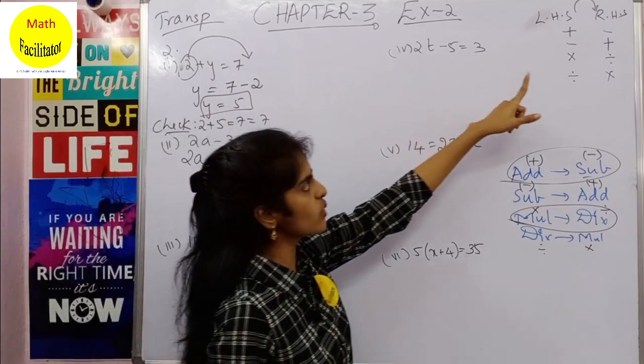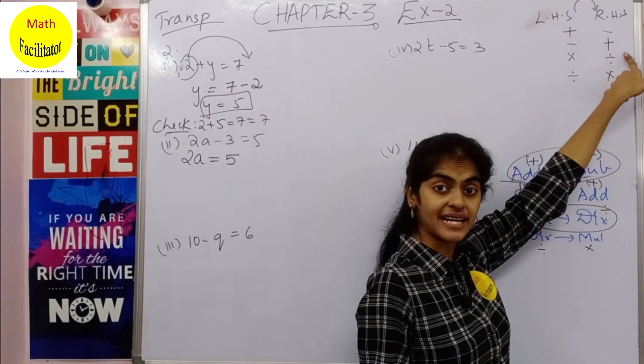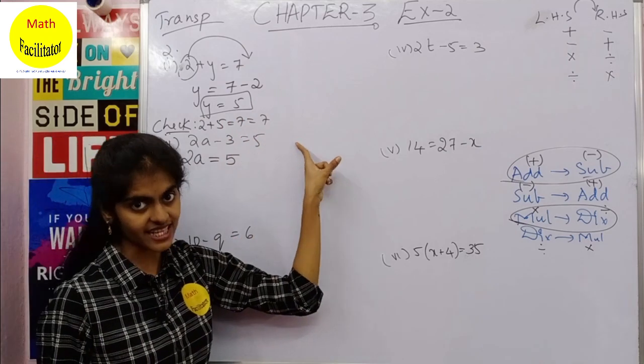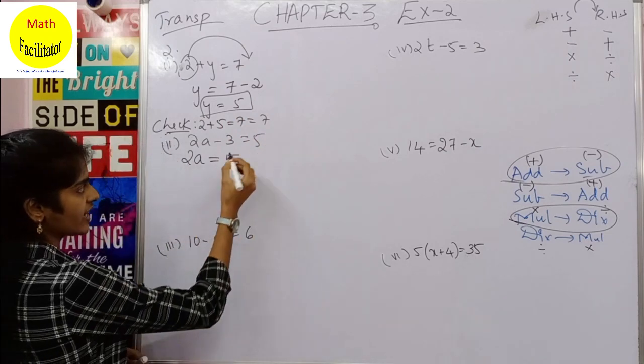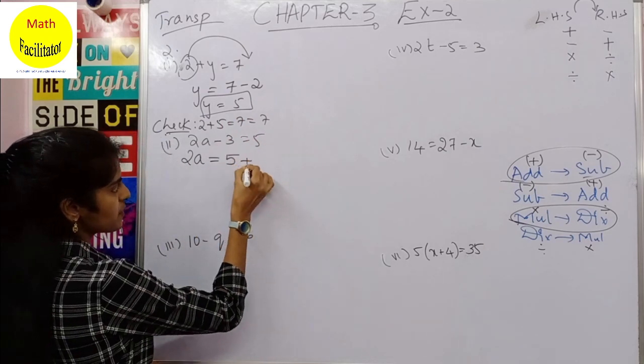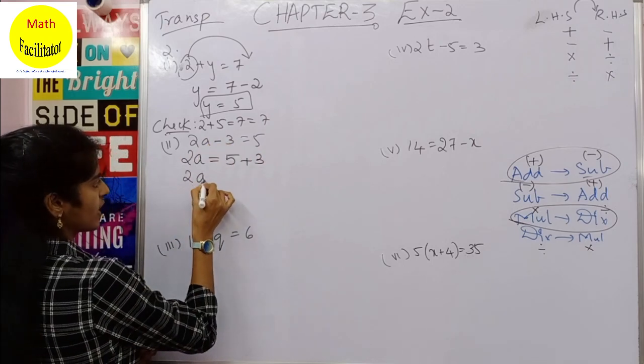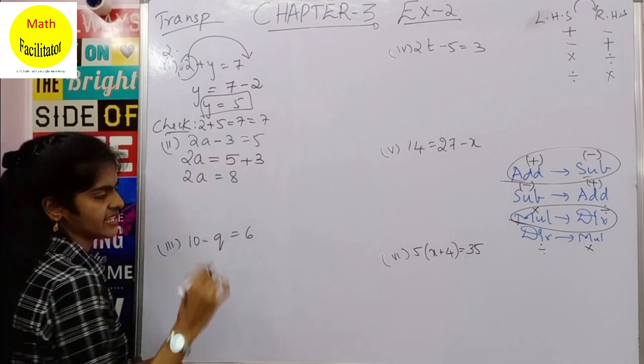Now what did I tell you? Minus becomes plus. If you have a minus quantity going to the other side, it becomes a plus quantity. So minus 3 becomes plus 3. Simple. So 2a is equal to 5 plus 3, which is 8.